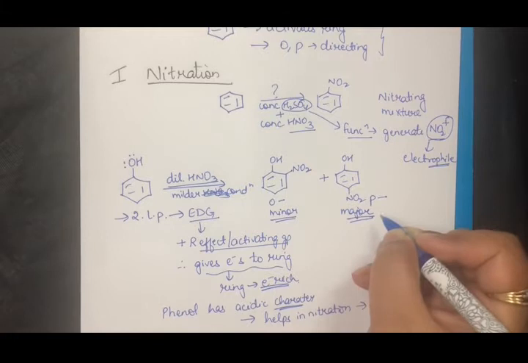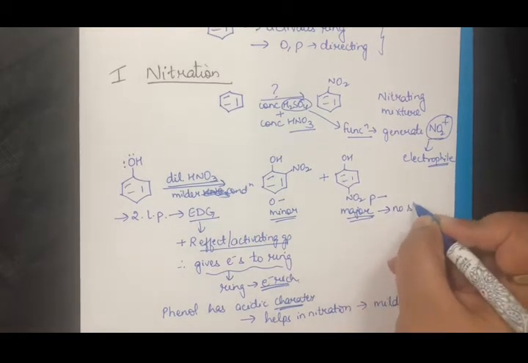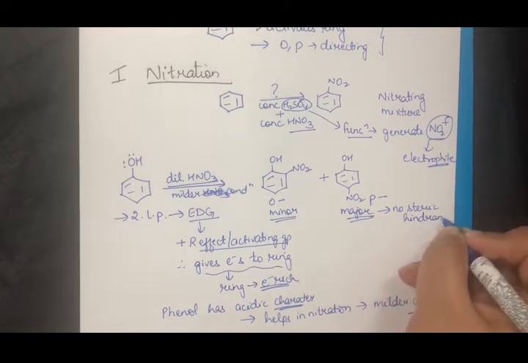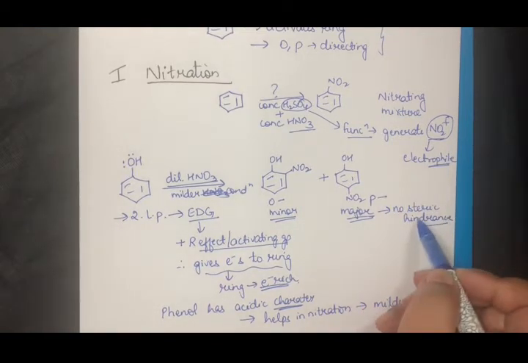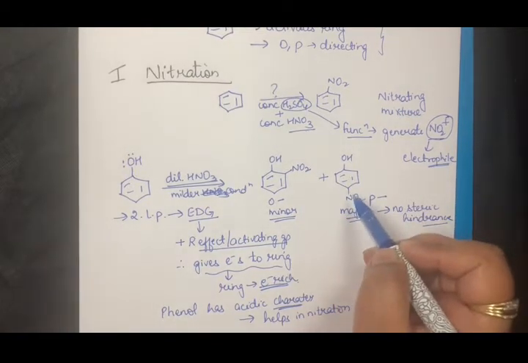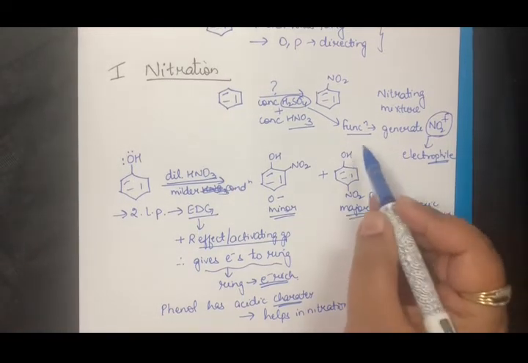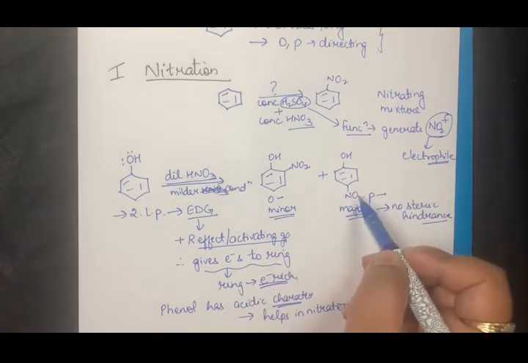Why is this major? Because this is more stable. Why is it more stable? Because there is no steric hindrance. What is steric hindrance? Steric hindrance means we can in simple language say that there is no traffic around here. We can easily approach the ring. So this compound is more stable than this compound, hence it is the major product.